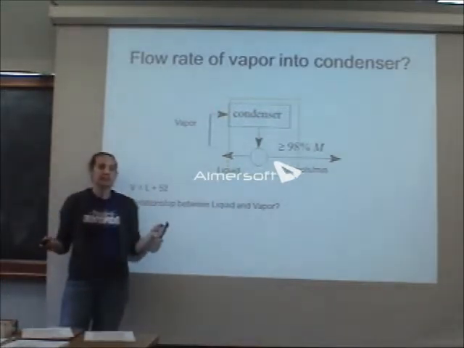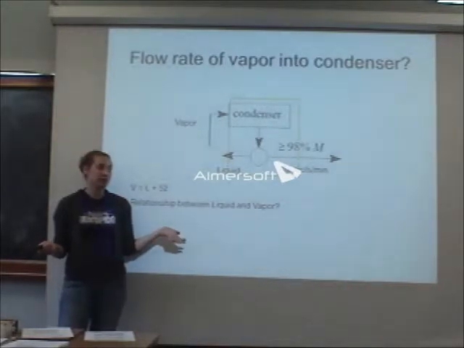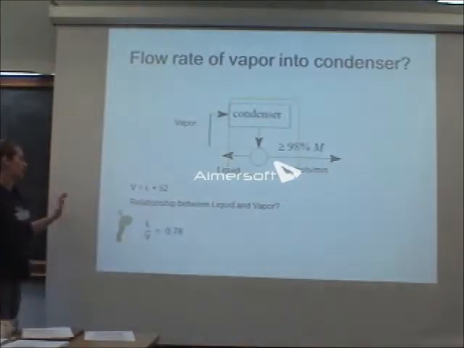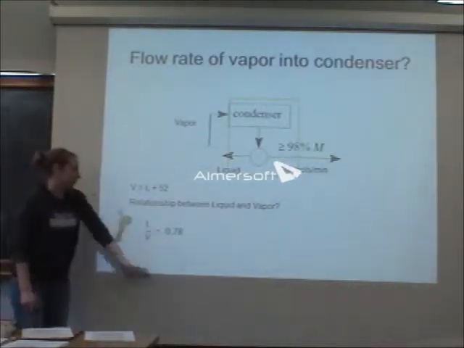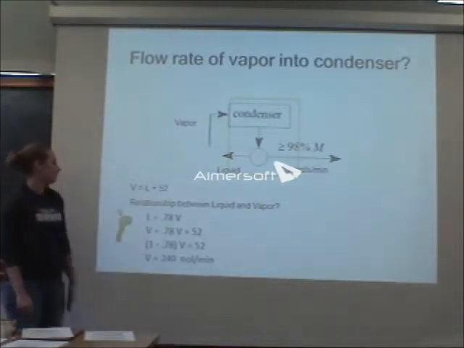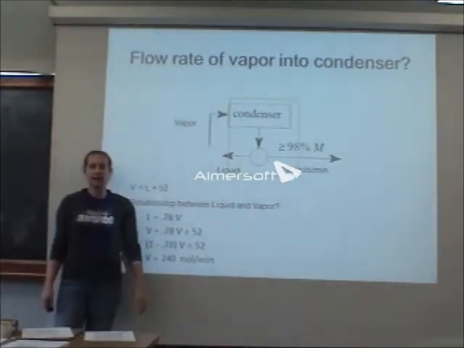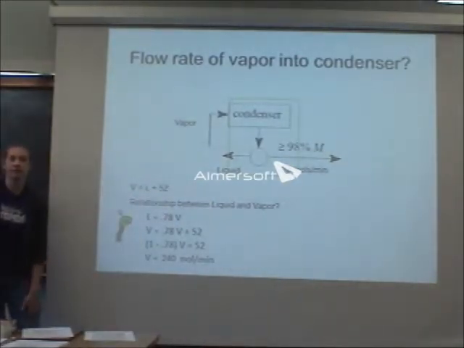So which section is it? Remember, I had two L over V's, so how do I know which one it is? The right side. Yeah, it's my top. So it's 0.79. So I can go ahead and plug that in, and I'm going to get a V of around 240 moles per minute going in. Does that make sense to everyone? Any questions about that?